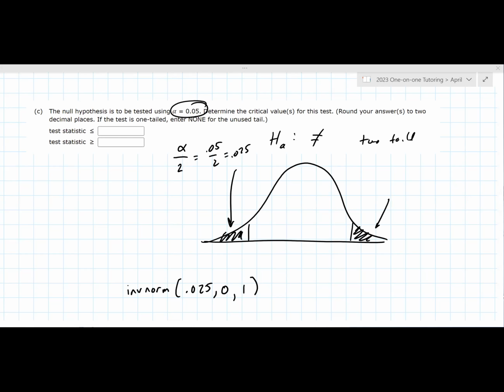Negative 1.95. So again, that's going to round up though. What does that? 2.0 or no? 2 decimal places. So you got to go out to that third one. Okay, 1.96. Yes. And then the other one is positive 1.96. The reason you need both this time is because it's a two-tailed test.